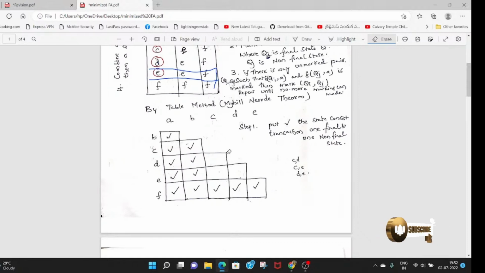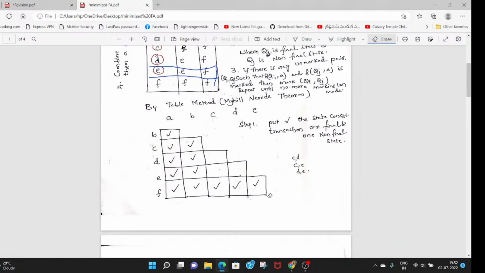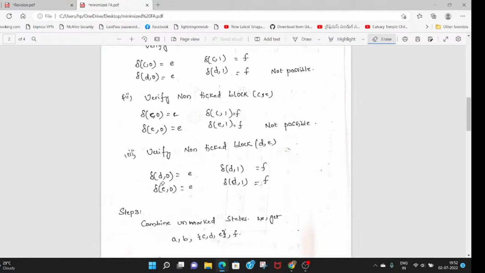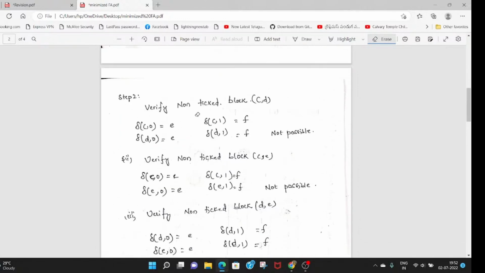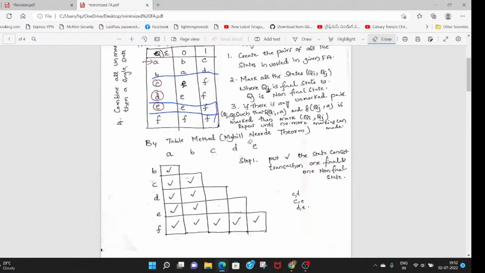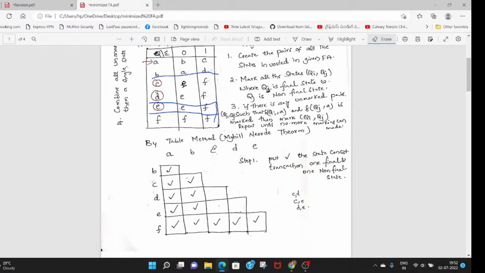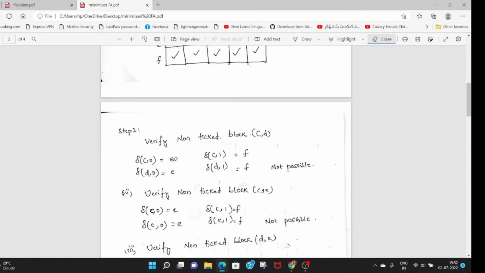Now you consider the states C and D, C and E, and D and E. So here, I'll consider CD and CE and DE. Now I'm finding the transitions for zeros and ones. I'm getting the EF combination. So EF is nothing but one from the initial state and another one is a final state. So now I have states E and F, which will be my new states.